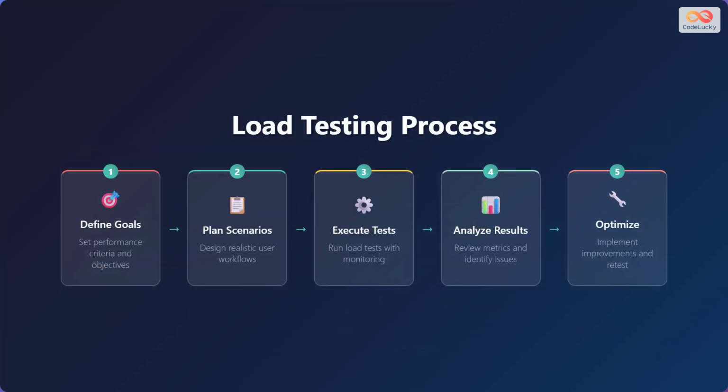The load testing process typically involves several key steps. First, you need to define your goals by setting performance criteria and objectives. Second, you should plan your scenarios by designing realistic user workflows. Third, execute your tests by running load tests with proper monitoring in place. Fourth, analyze the results, reviewing the collected metrics to identify any issues. Finally, optimize your system by implementing improvements and then retesting to ensure the changes have been effective.